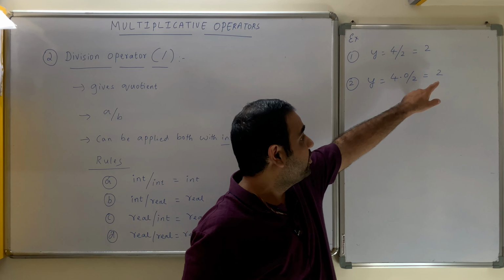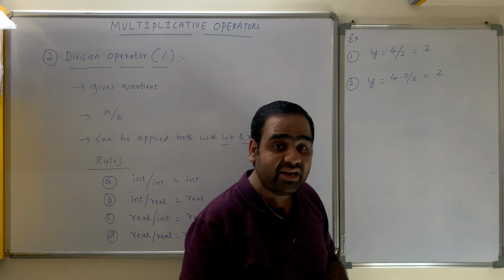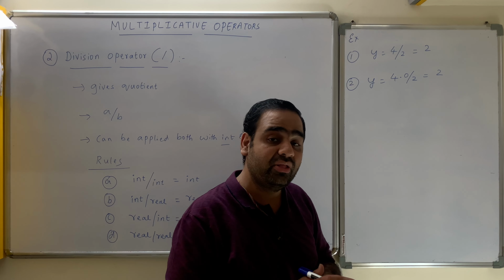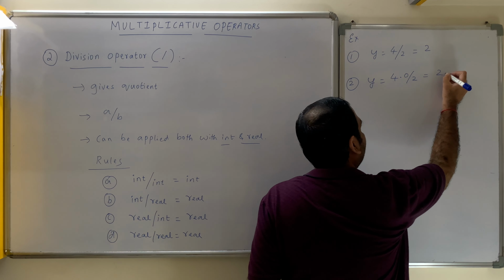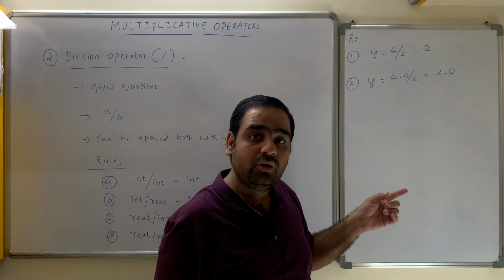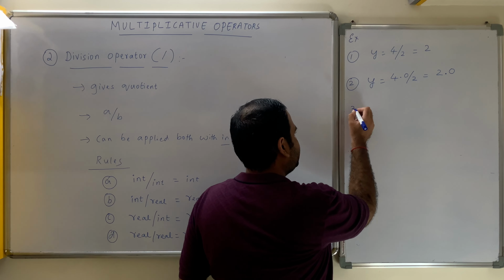Now, you need to ask the question, is 2 an integer? Yes sir. Is 2 a real number? No sir. 2 is an integer. Therefore, we have to convert this integer to real number. Hence, the answer would be 2.0. Let's take the next example.